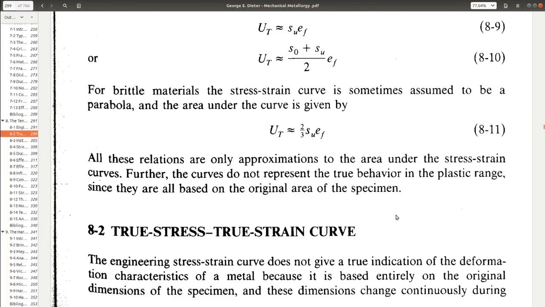Right, now in the next video we will see something called the true stress true strain curve, because if you notice, these curves do not actually represent the true behavior of the plastic range. In order to understand the true behavior, we have to look into the true stress true strain curve, and we will do that in the next video. Thank you.